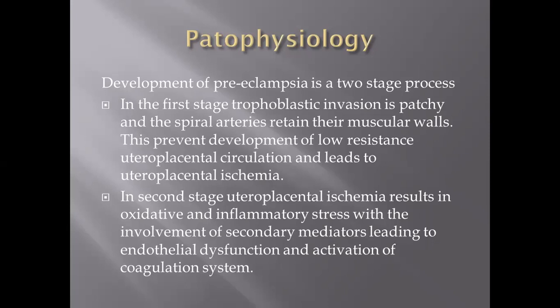General thinking suggests that the development of preeclampsia is a two-stage process. In the first stage, trophoblastic invasion is patchy and the spiral arteries retain their muscular walls. This prevents development of the low resistance uteroplacental circulation and leads to uteroplacental ischemia. In the second stage, the uteroplacental ischemia results in oxidative and inflammatory stress with the involvement of secondary mediators, leading to endothelial dysfunction and activation of the coagulation system.